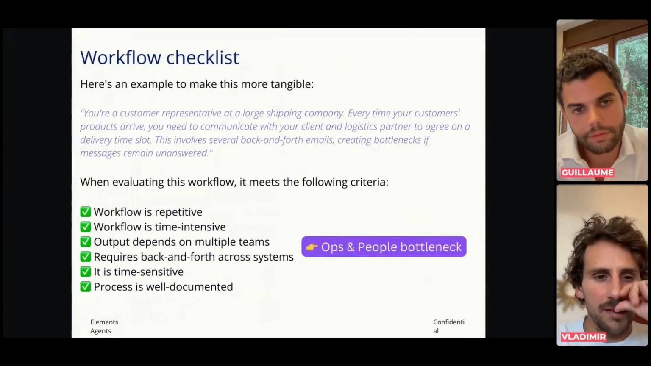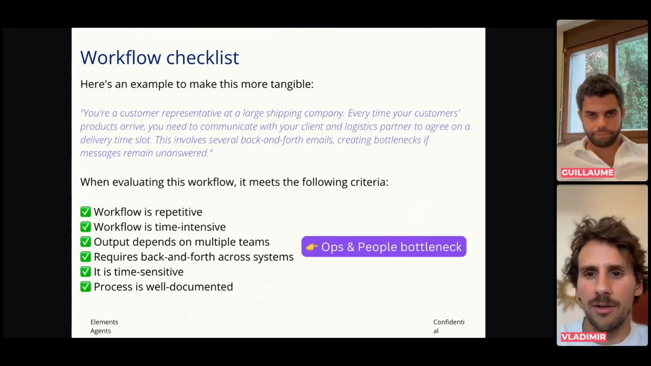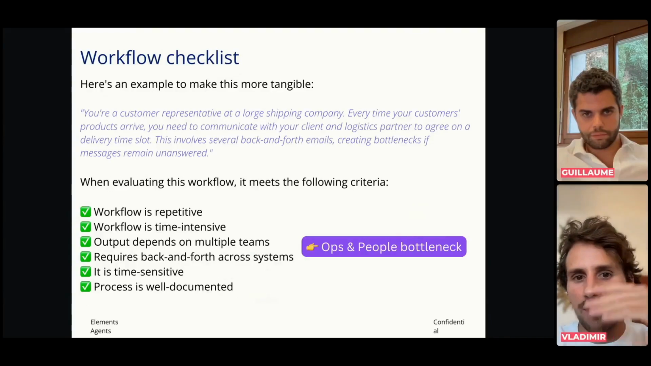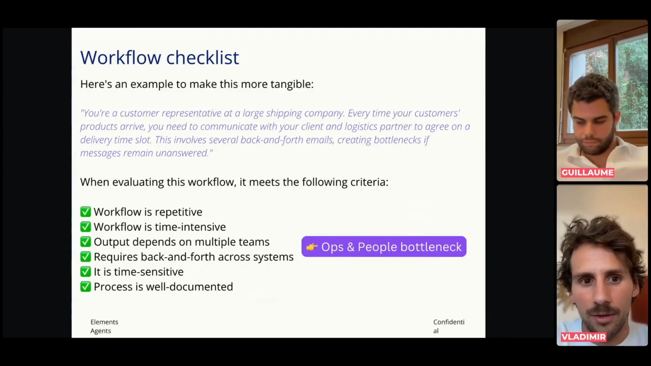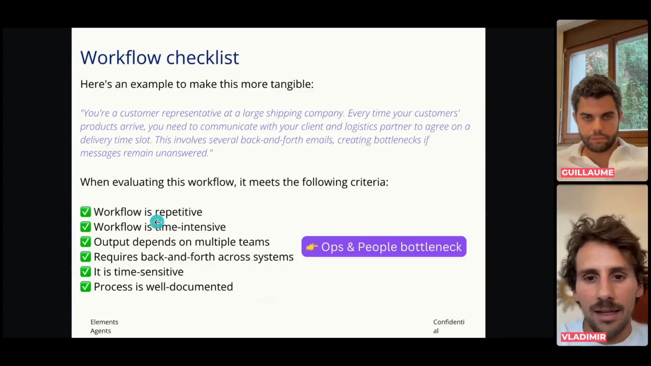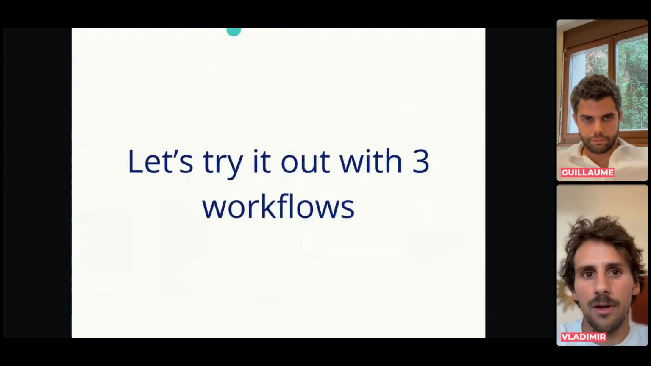So this is just a quick example, but basically, say you're a customer representative at a large shipping company. Every time your customer's product arrives, you need to communicate with the client and the logistics partner to agree on a delivery time slot. Generally, this involves a bunch of back and forth between the third-party logistics provider and the client, which is super tedious. It has to be 24/7. So it ticks a lot of boxes, and it would fall under the quadrant of ops and people bottleneck. So it's most likely a workflow that is worth automating.